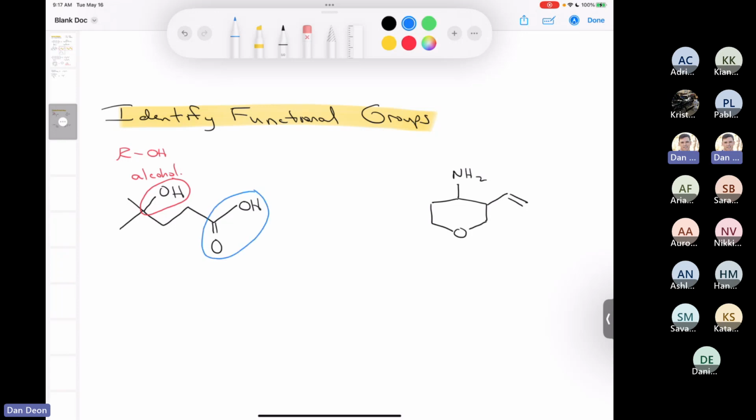So notice that we have the carbonyl, but attached to the carbonyl you have an OH, right? A hydroxyl is what we call that. And so together they make a carboxylic acid. So if we have R, something that looks like this, right? This is a carboxylic acid. All right. What about the next one? Can anybody identify any functional groups in the one on the right?